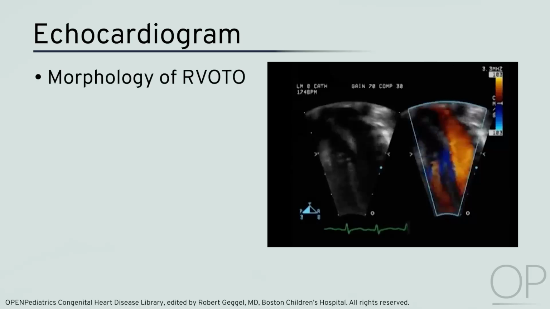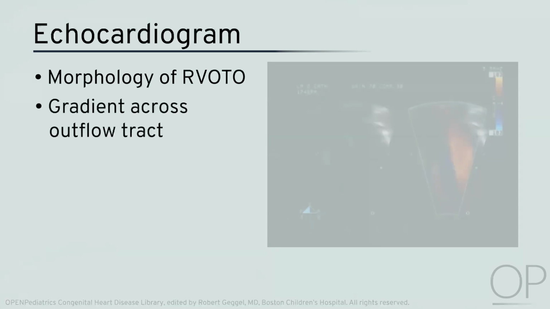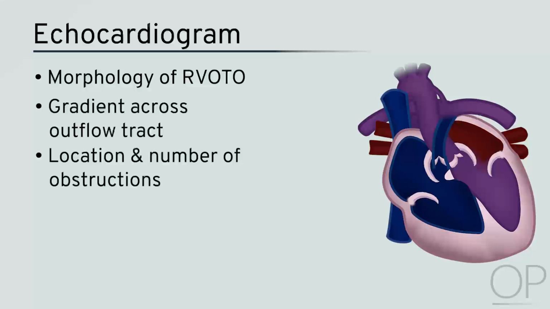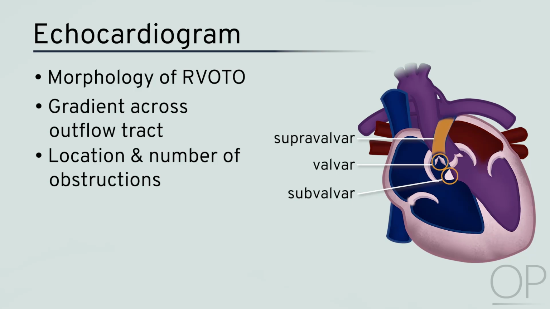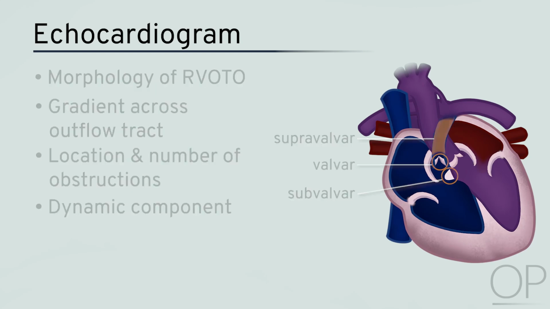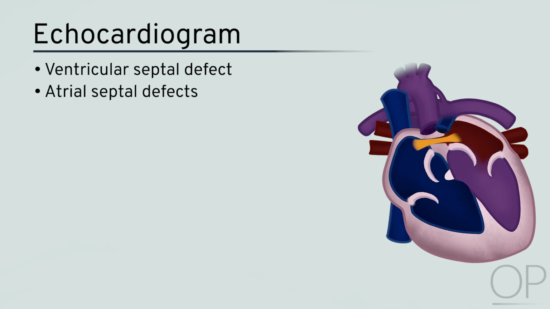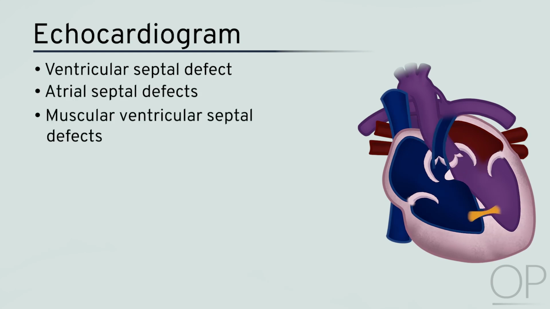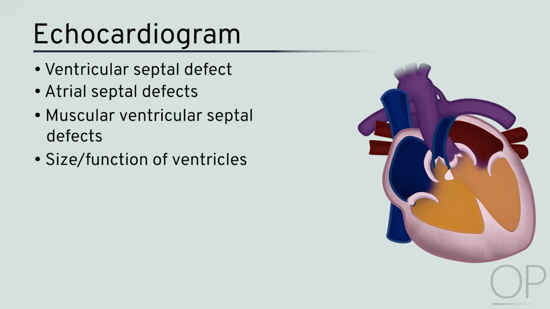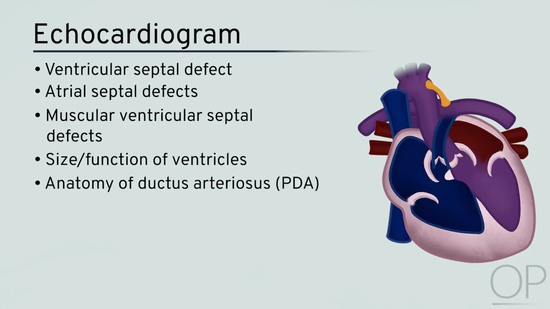The morphology of the right ventricular outflow tract obstruction, the gradient across the outflow tract, the exact location and number of obstructions, subvalvular, valvular, or supravalvular, and the presence of a dynamic component. In addition to right ventricular outflow tract obstruction, other important findings are ventricular septal defect and assessment for potential additional atrial septal defects or muscular ventricular septal defects. The size and function of the ventricles can be determined as well as the anatomy of the ductus arteriosus and the gradient across the PDA.